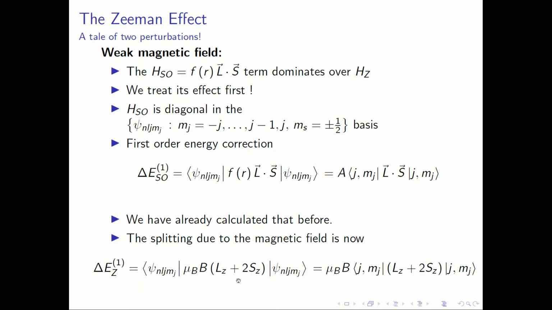And of course, these operators depend only on L and S, so the radial part plays no role. You end up with μ_B times the expectation value of Lz + 2Sz in this basis state.